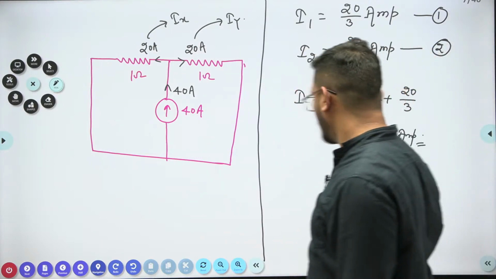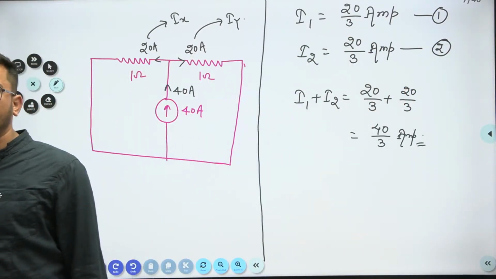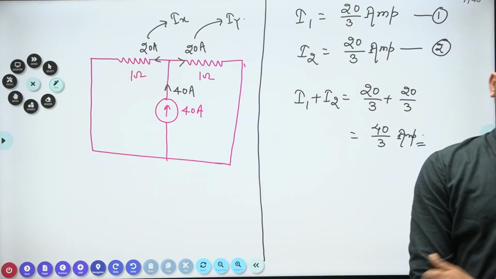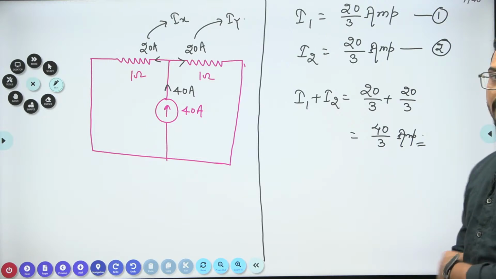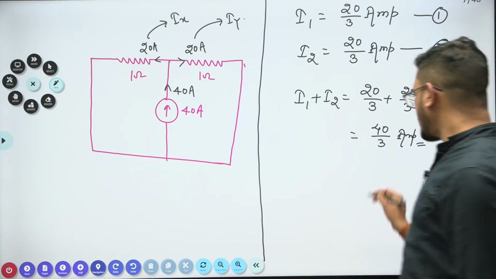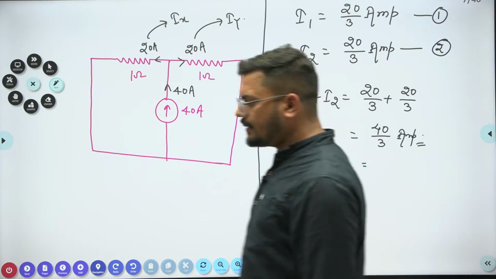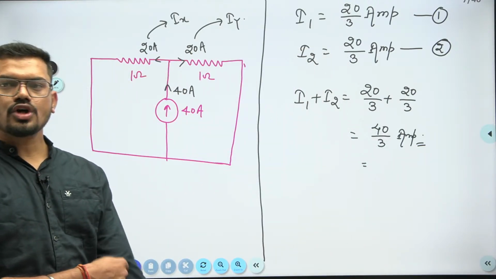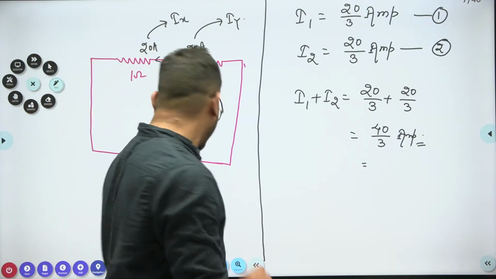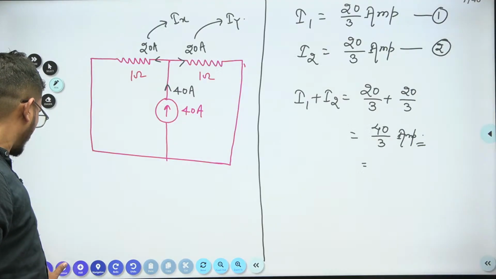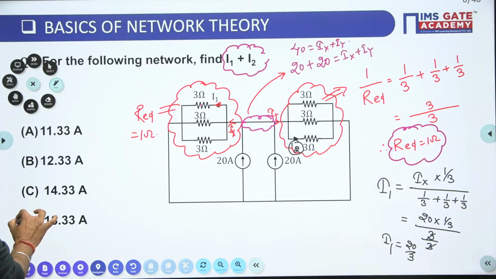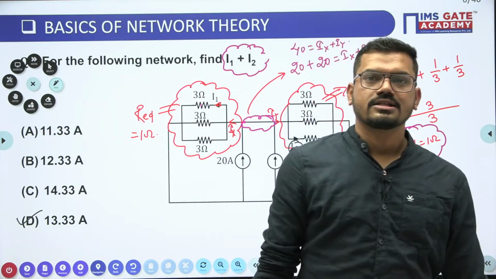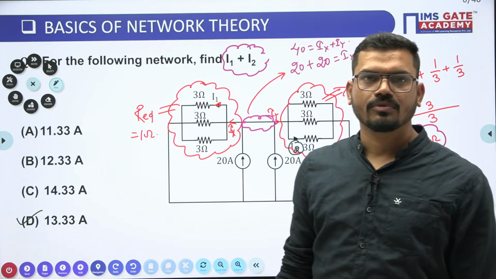Okay, so which option is correct? Just tell me, please. Which option is correct? 40 by 3 is how much? Do it fast, please. So obviously the option D is correct, 13.33. Very good. So many of you, Rohit, Krishna, D is correct. Saurav, very good.